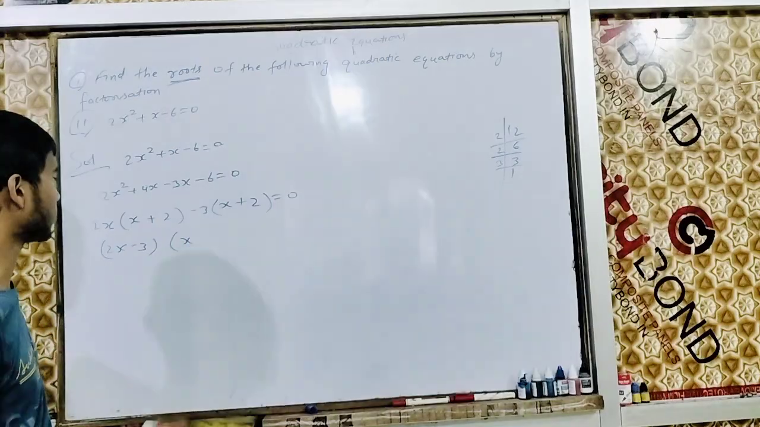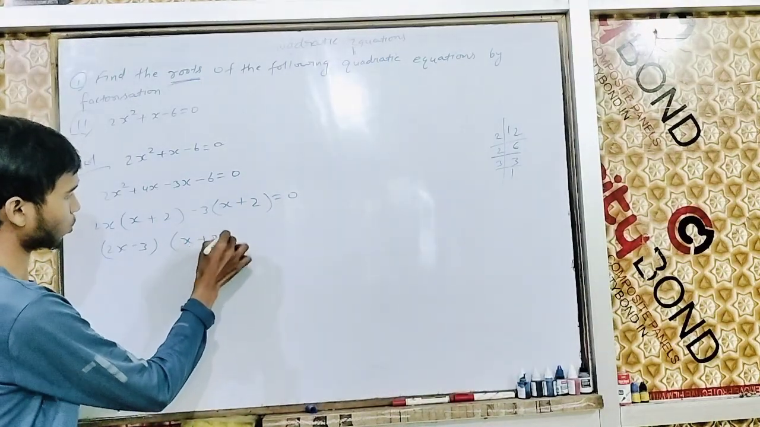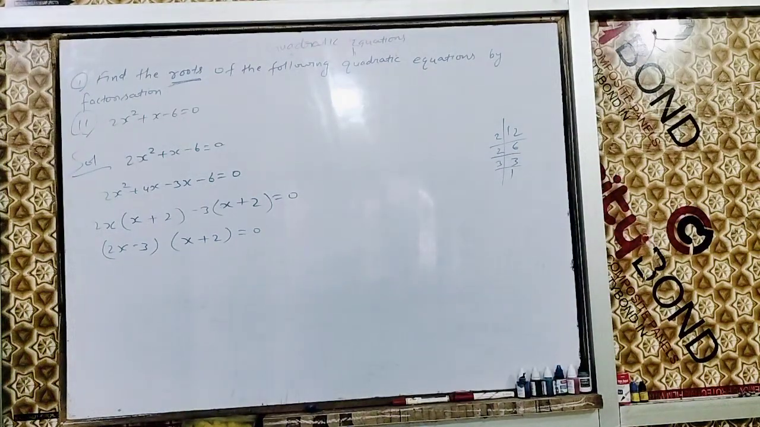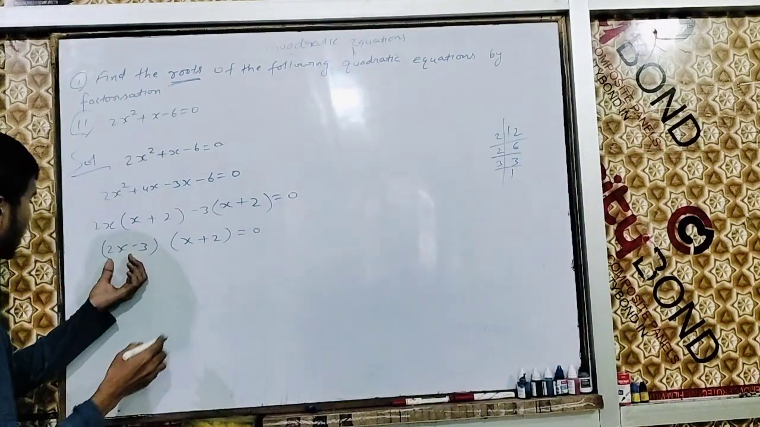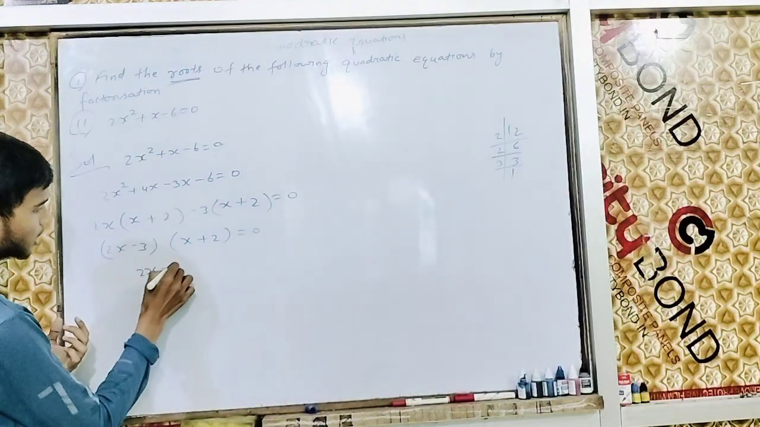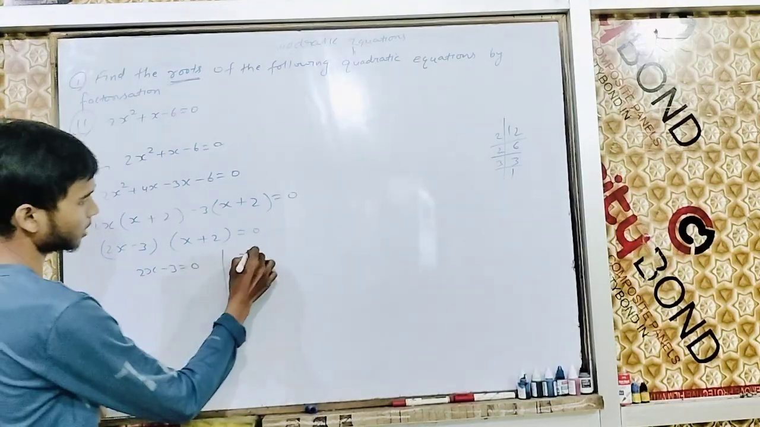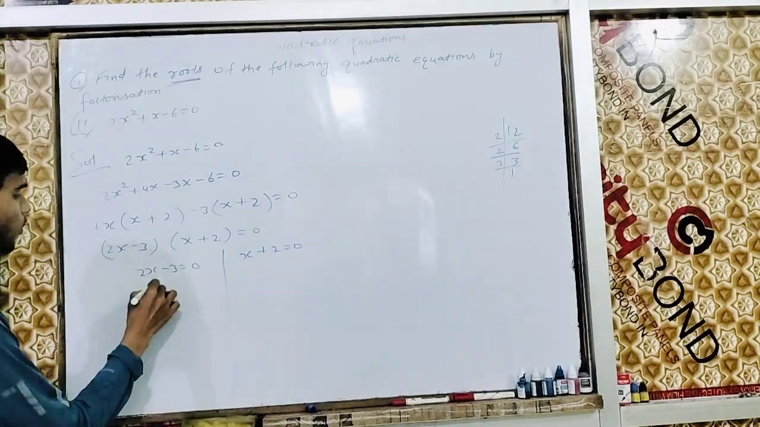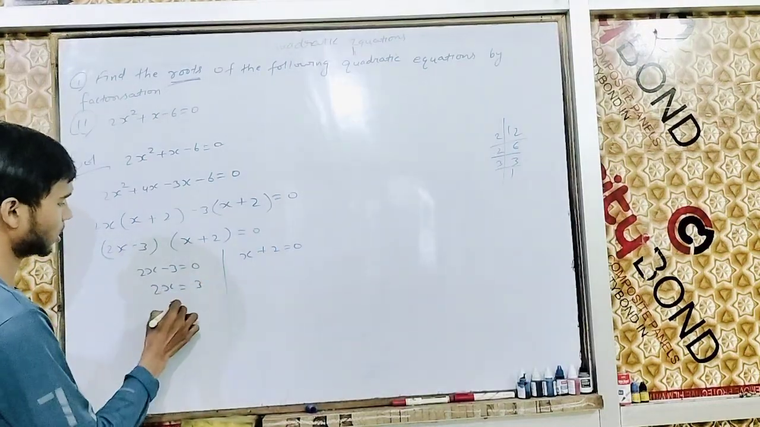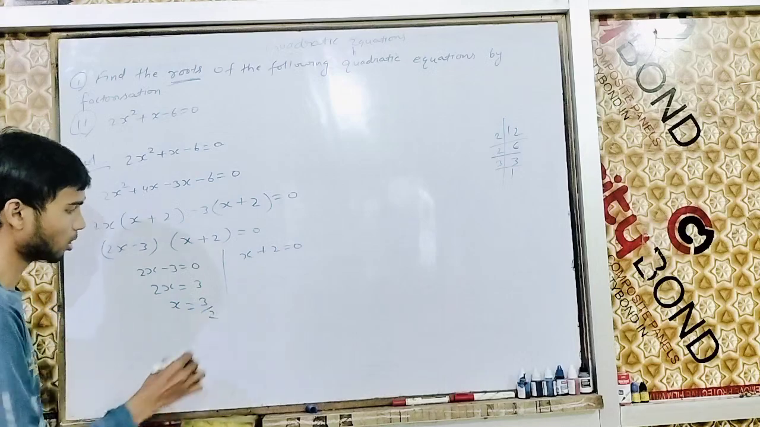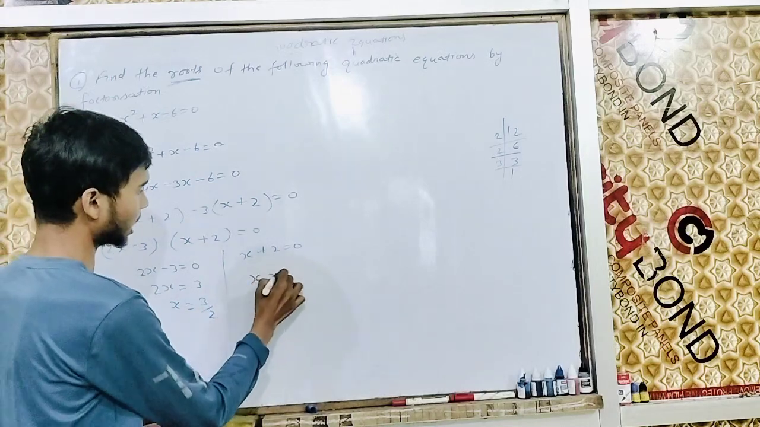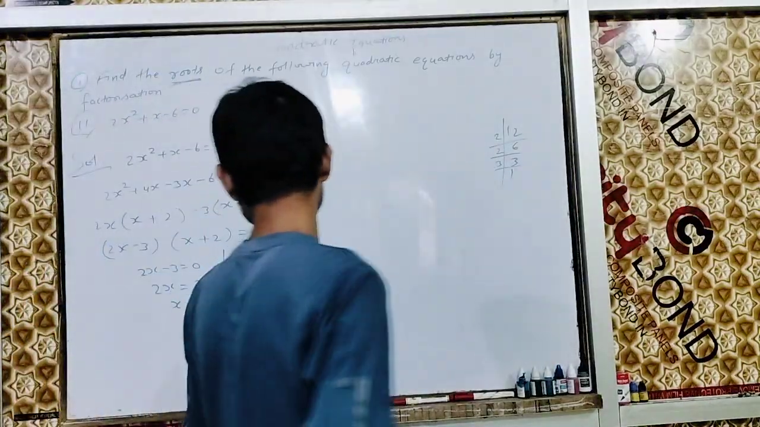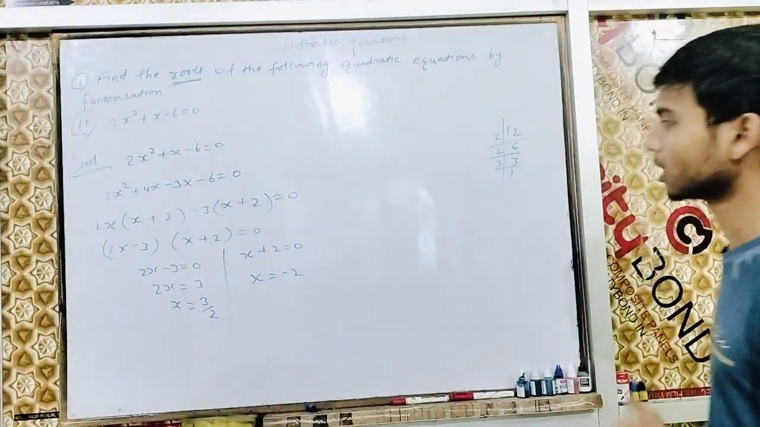You know what is common, okay? x plus 2, and this is equal to 0. It can be written as 2x minus 3 is equal to 0 and x plus 2 is equal to 0. After simplifying this, you will get x as 3 upon 2 and here x as minus 2. These are two outputs of this x input.